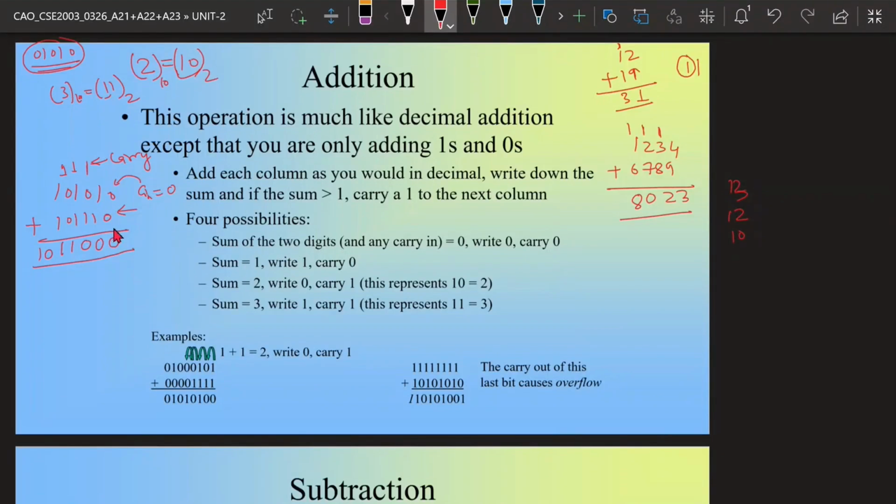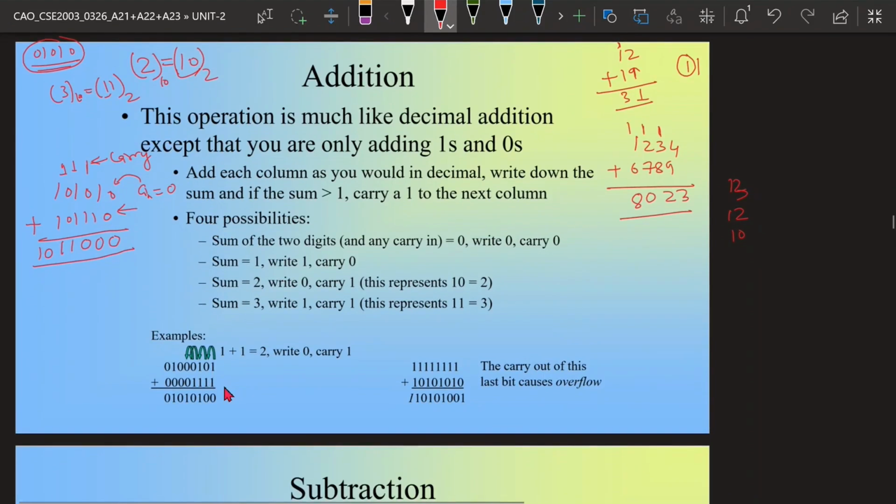Similarly, if the sum comes out to be 1, we write 1 here and the carry will be 0. For example, 0, 0 and 1 gives a sum of 1, so we write 1 here. The carry was 0, that's why we have not written anything. Summing two digits 1 and 1, we get a sum of 2 in decimal, which is equivalent to 10. So we write 0 here and a carry comes out here. This is how basic addition takes place in binary representation.